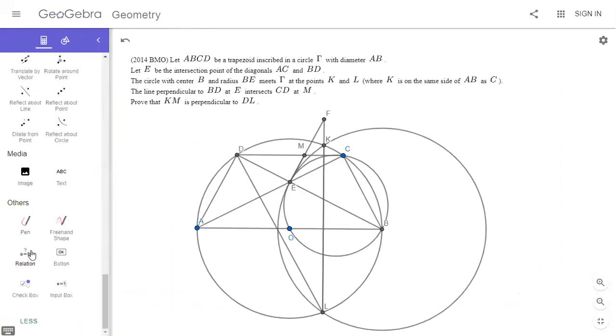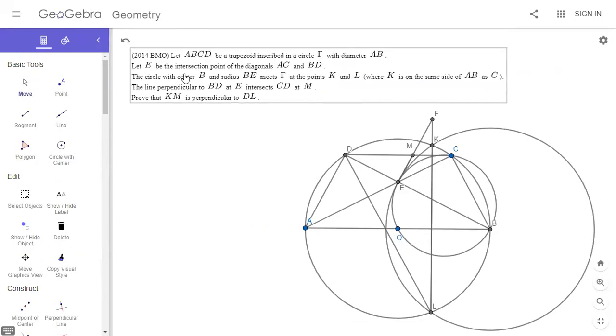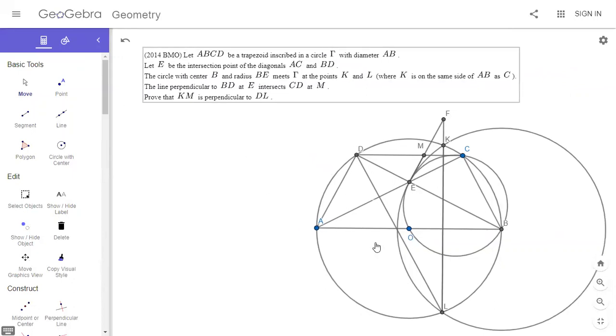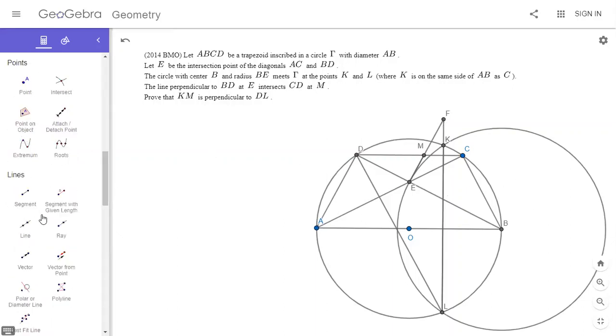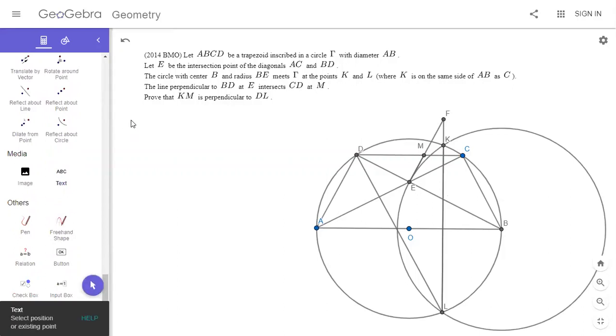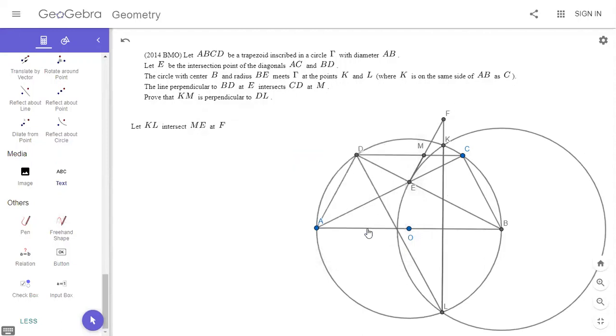Yeah, I guess the text might overlap the diagram, but all right, let me delete the stuff that I added. Okay, so the only thing I really added was point F, right? And then I added in that circle. Yes.